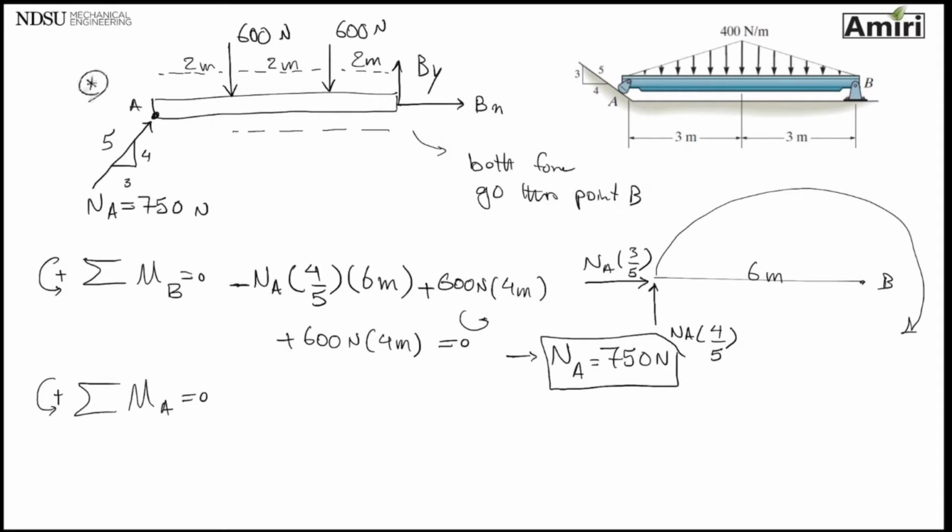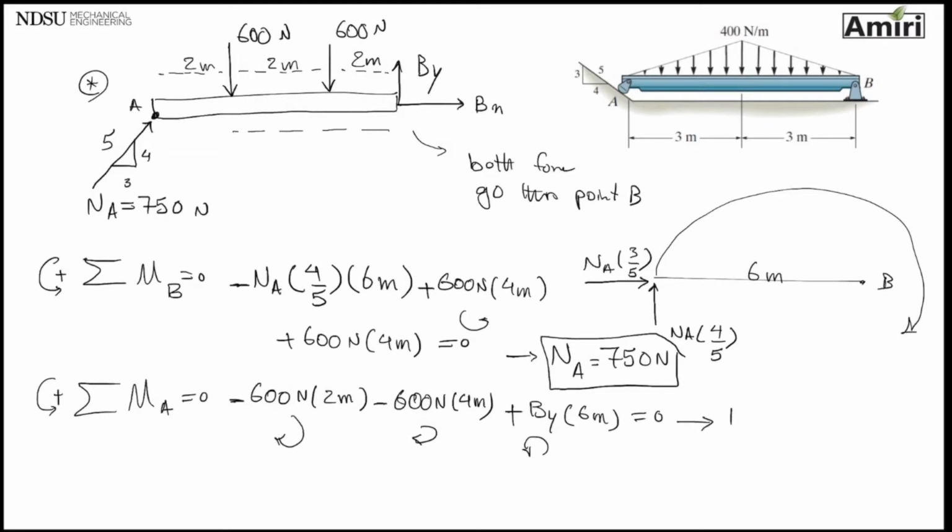We're moving towards right. The first force that I see is 600 multiplied by a distance of 2 meters, and it's trying to rotate it this way against my sign. I'm going to put a negative there. The second force, same way, 600 newton, 4 meters, rotating this way, and negative right there. The other force, Bx, goes through point A. I don't need to worry about it. And the last force that I have is By at a distance of 6 meters, and it's trying to rotate the beam this way, which is with my sign. I'm going to put a plus next to it. That is my other equation, and I have By equals 600 newtons.